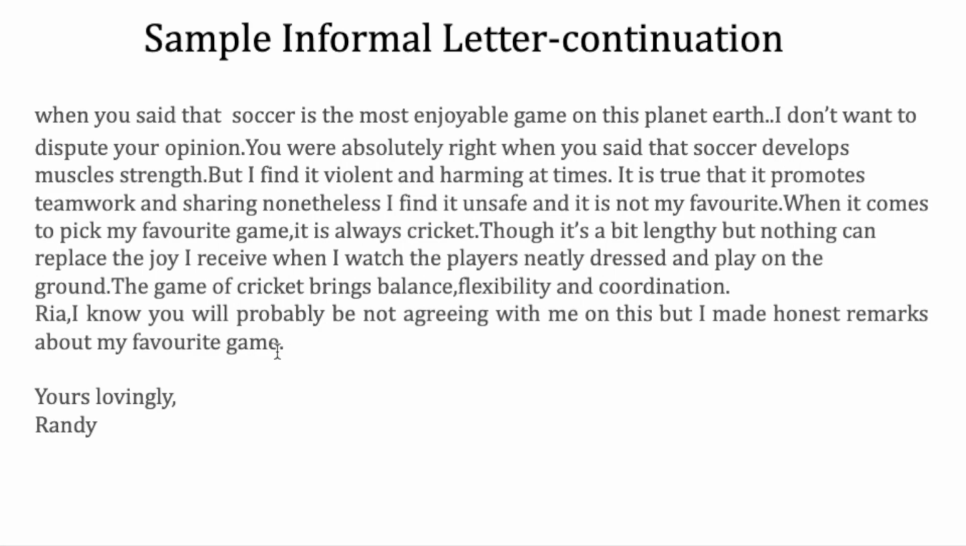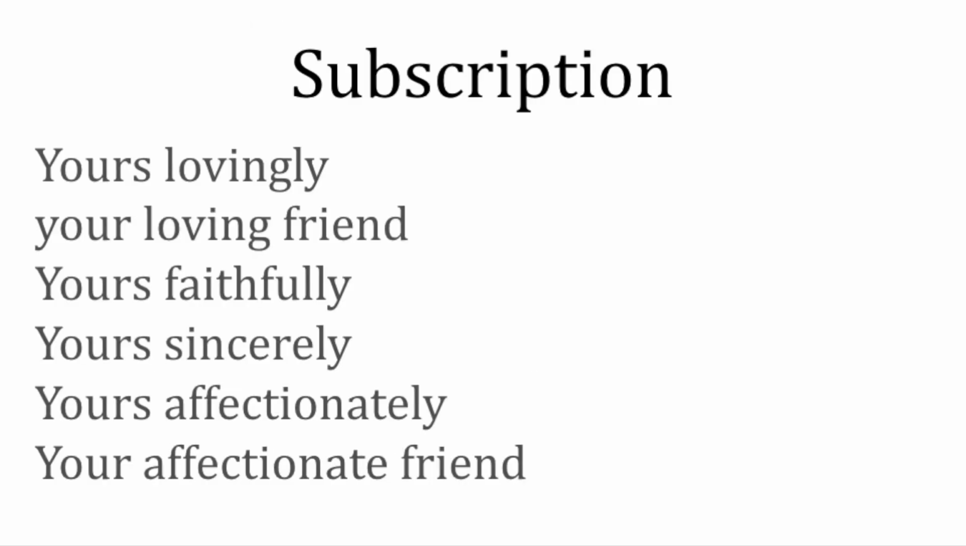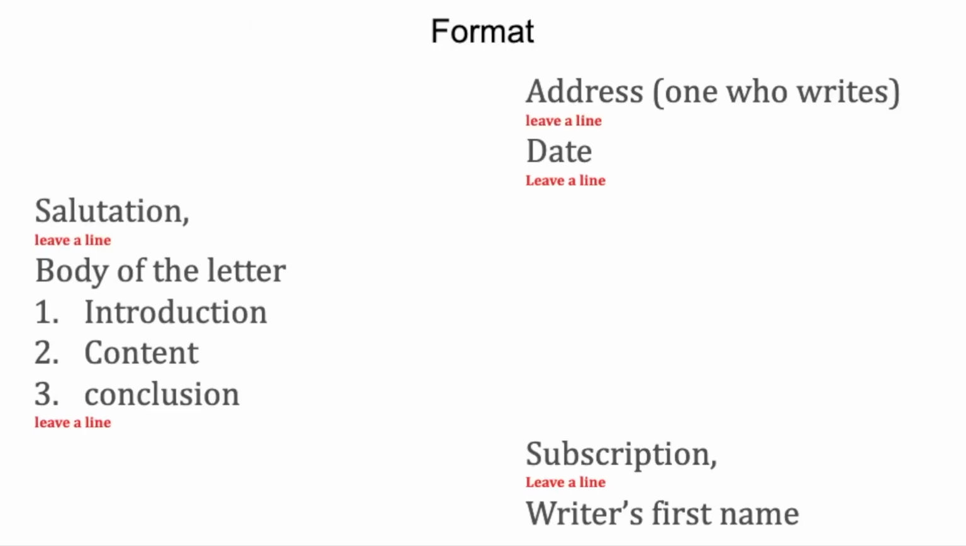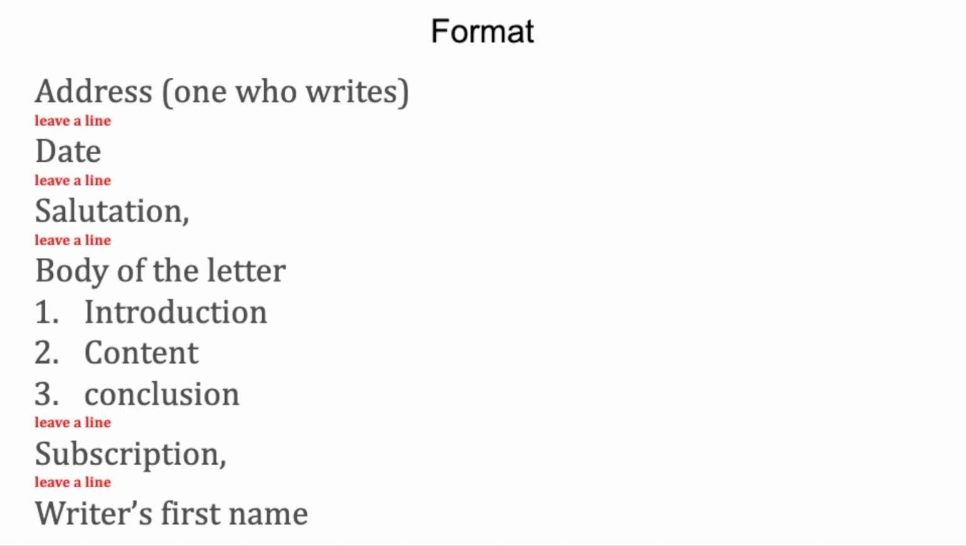Here the letter ends, then you leave a line with the subscription, yours lovingly, with a comma. Don't forget to put the comma, otherwise you will lose out on marks. And I have written the first name, Randy. So that's how you do an informal letter. You can also find some more topics on this and try and write informal letters.